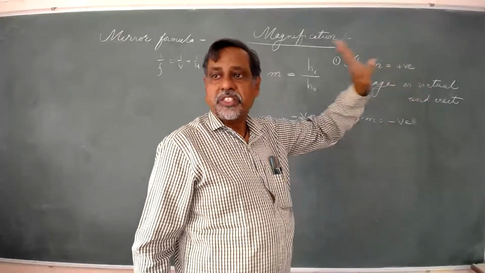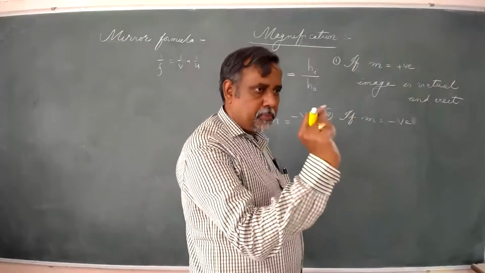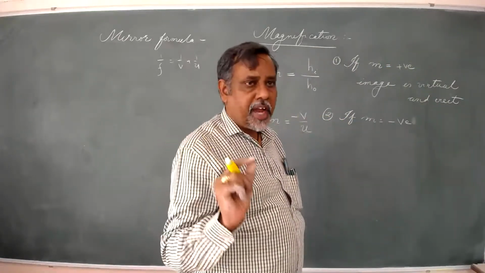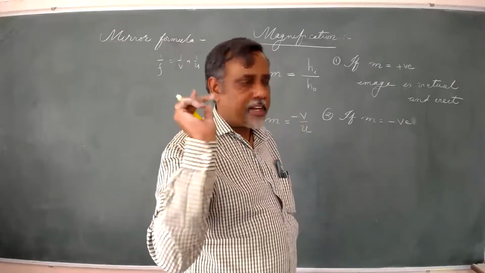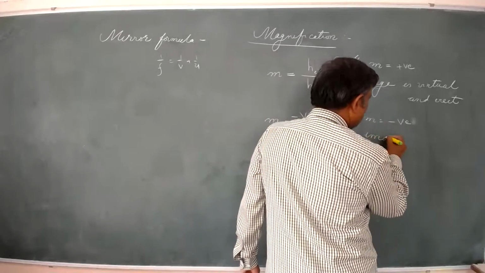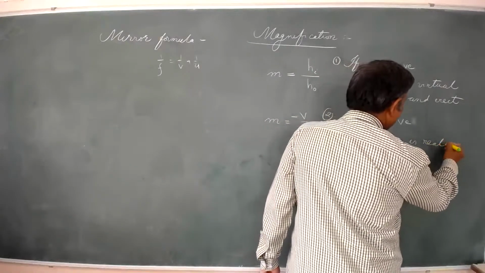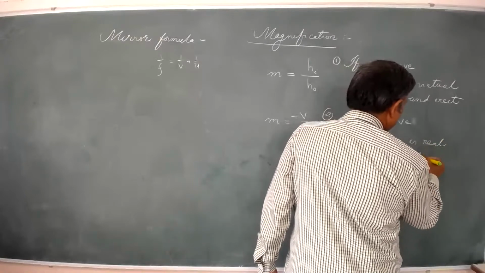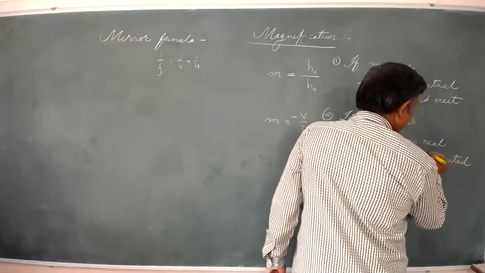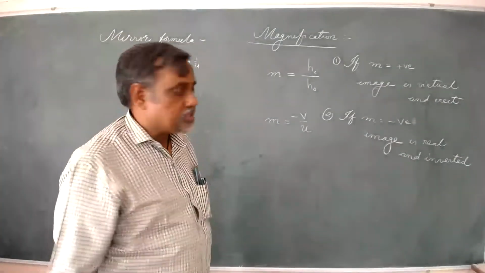That information is not there. Whenever you get positive magnification, only one conclusion we have to make over there: the image is virtual and erect. Next, if at all magnification is negative, so what information will you be getting over here? Image is real and inverted. Real and inverted. This is what we get when the magnification is negative.